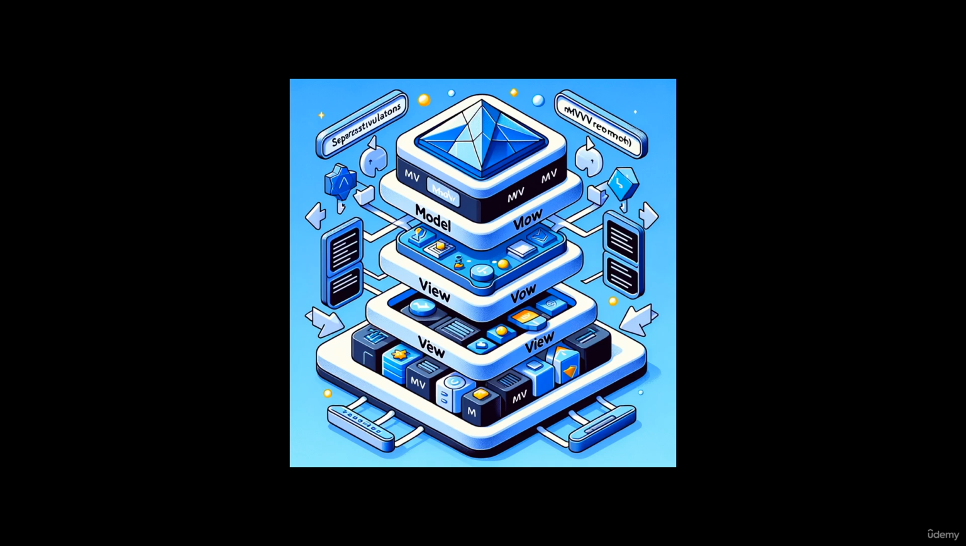So, first things first, what exactly is MVVM? At its core, MVVM is a structural design pattern that separates the development of the graphical user interface from the business logic or the backend logic of the application. This separation is achieved through three core components: the model, the view, and the view model. Now let's break these down.